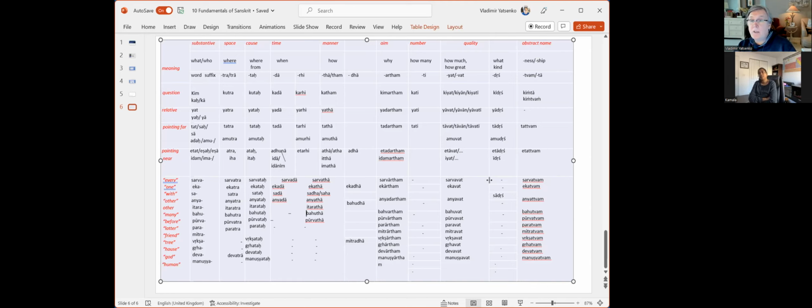Mitravat, as a friend. Vrikshavat, as a tree, like the tree. You can also use the suffix drish. Drish means seeing, drishti. So kidrish, how does it look like? Tadrish, like that. Etadrish, like this. Sadrish, similar. So drish can be added, but it's not really given here in the dictionary.